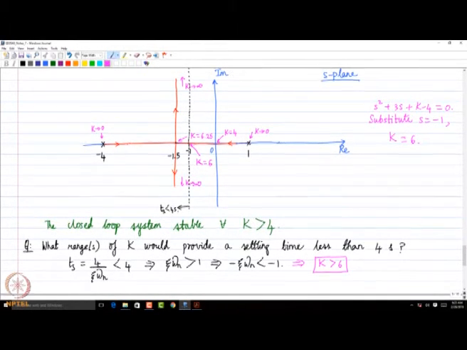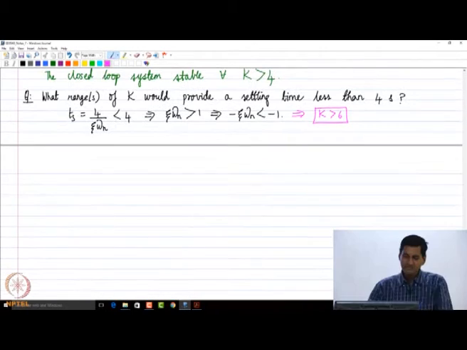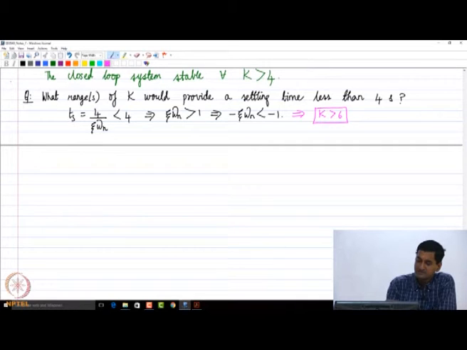Right. Okay. So, now what we are going to do is I am going to do another example, and then we will quickly run through all these steps, right. So, let us do another example for a root locus. Yes, please.